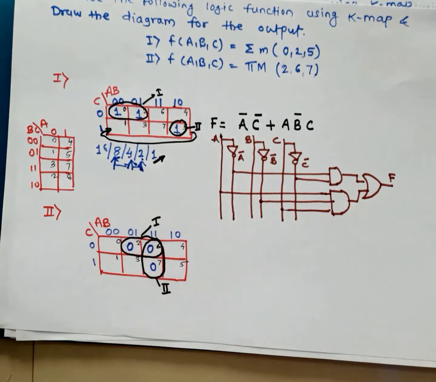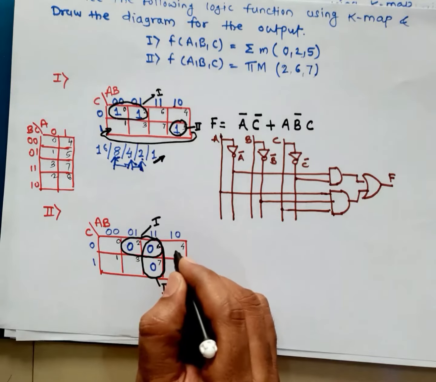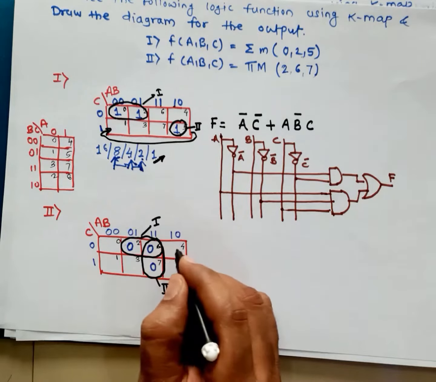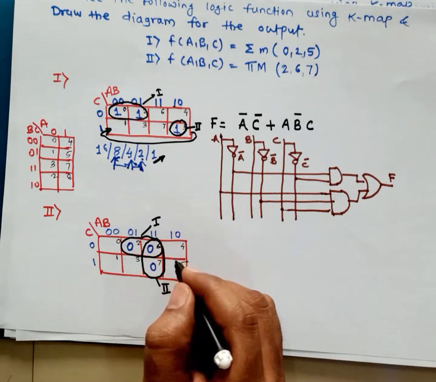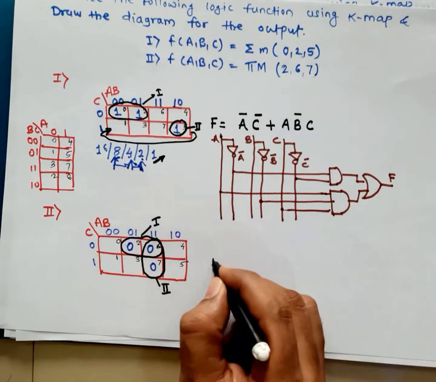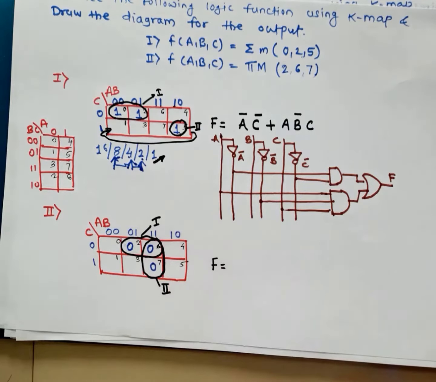So from this example we can say that overlapping of cells is allowed in a K map. If a cell has a 0 value, then again we can make a group with these two cells. So overlapping is possible in a K map while making groups. Now the final equation. First thing, keep in mind that we need to write the final equation in POS form, not in SOP form.